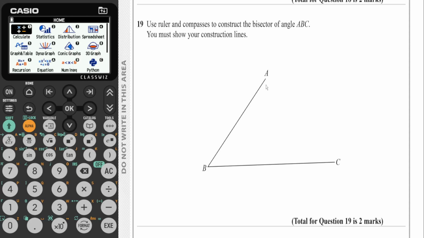Question number 19. Use ruler and compass to construct the bisector of angle ABC. You must show your construction lines. So let's draw one arc like so and another one, and then what we'll do is we'll join this point up to here and this point up to here, and then the bisector will pass through this point here as shown here.